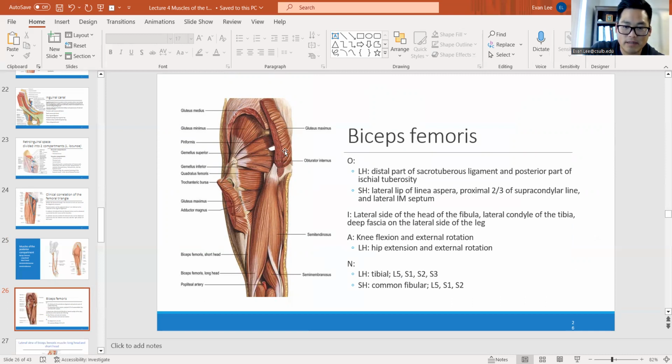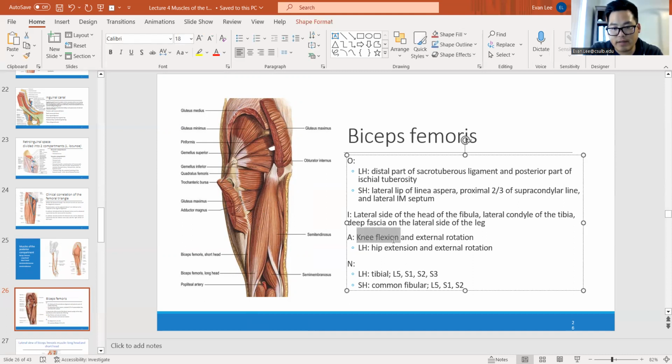So the long head, you can see going all the way up from the pelvis, over here at the sacrotuberous ligament, as well as the ischial tuberosity. This is going to go down and insert over here onto the lateral side of the leg at the fibula. So the long head goes across two joints, the hip and the knee joint. So the long head is going to help with hip extension as well as knee flexion. And then being on the lateral side, it also helps with external rotation of the hip and leg as well.